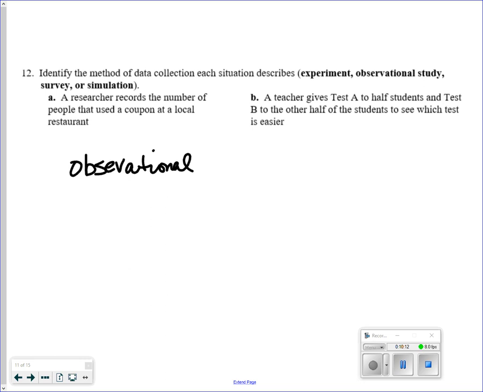A teacher gives test A to half the students and test B to the other half of the students. This would be considered an experiment. You're trying to see which test is going to be the better test for those students.